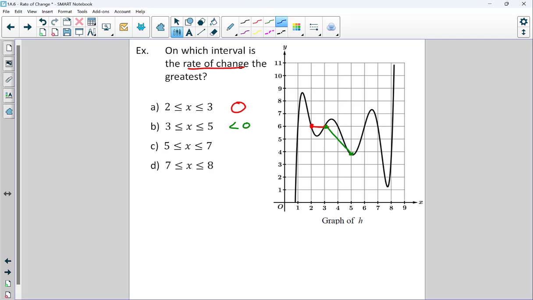From 5 to 7, here's 5. 7 is about right here. We have a positive slope there, so I'm going to say greater than 0. And then from 7 to 8 is about right here. Once again, we have a negative slope. And since we're looking for the greatest, our greatest slope would be the only one that is positive.